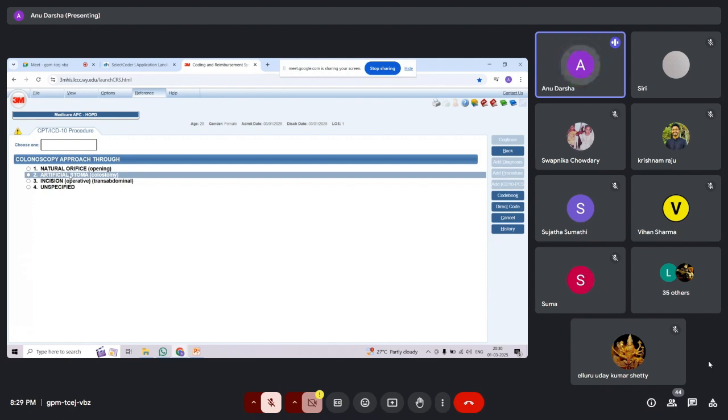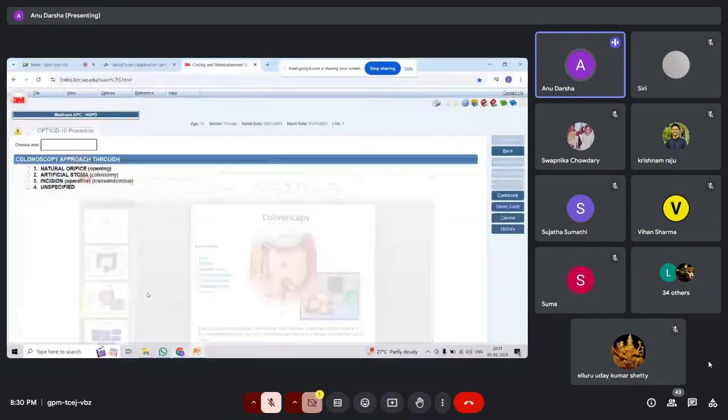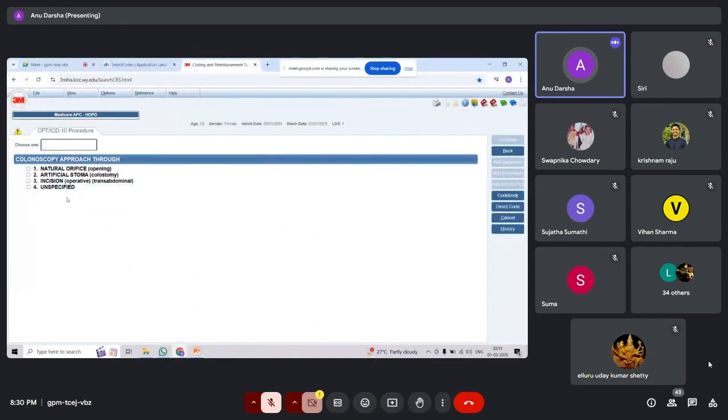So through the colostomy, if they are placing, like as you see in this picture, they are placing through the anus. This is the natural ostium. Anus is a natural ostium for every human being we have. But colostomy will not be there for every individual, right? Whoever has undergone colectomy, for those patients only will have the artificial stoma, which is a colostomy. So if they are advancing the scope through the colostomy, for that you will get a separate set of CPT.